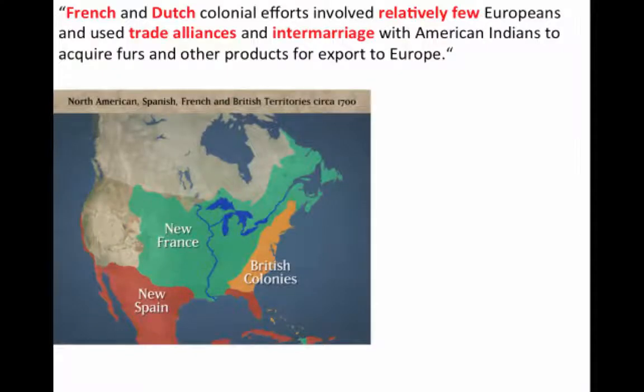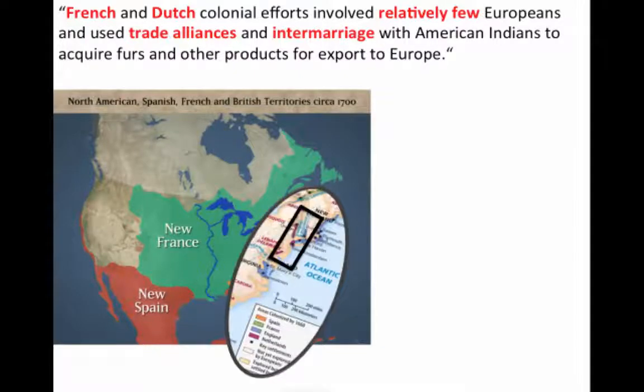What about the French? If you look at the map, France is really doing well. All that green stuff, New France, a lot of territory. The Dutch are also here. If you take a look closely in what is today New York, that purple region was known as New Netherland. And France and Dutch are going to share something in common because relatively few Europeans are going to come over, mainly men, and they're going to be looking for trade alliances with the native people, mainly with regard to the fur trade.